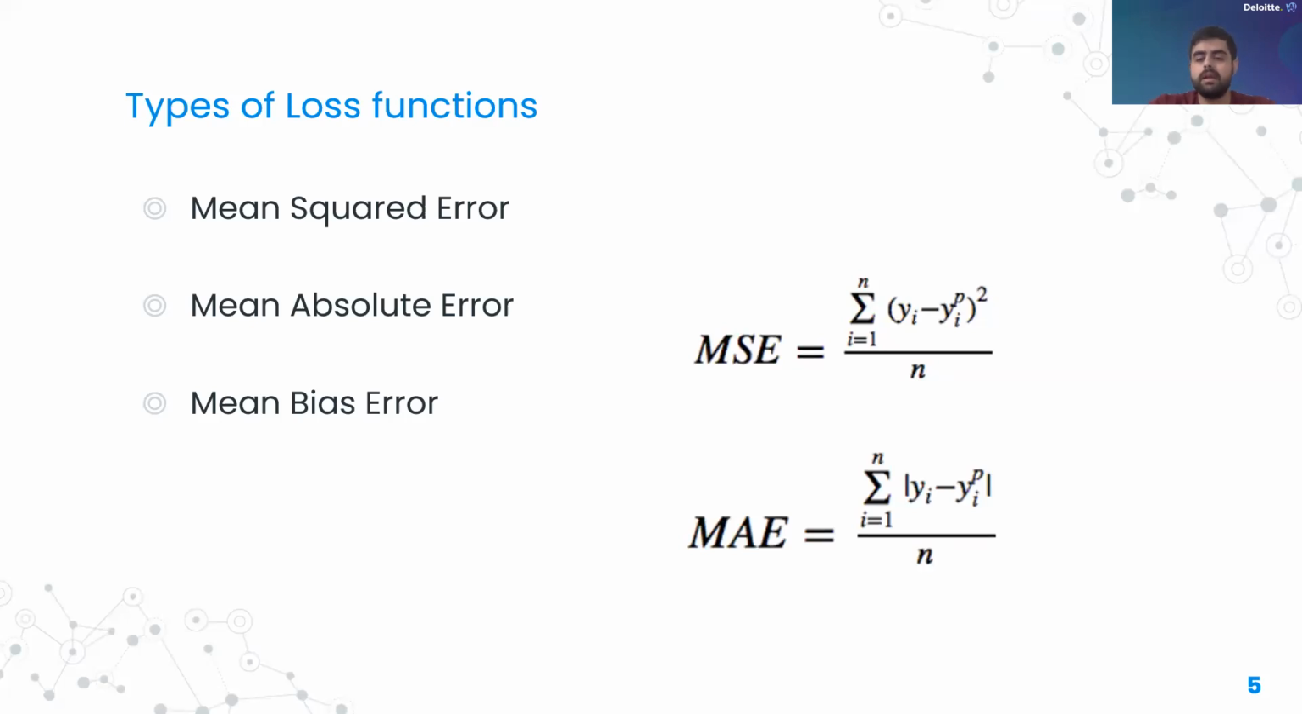Your mean absolute error is very similar, but instead of squaring them, you're just taking the absolute value of that difference, adding them up, and then dividing by the total number of data points you're looking at. This will give you the mean of your absolute error. There are different reasons why you use these different metrics.